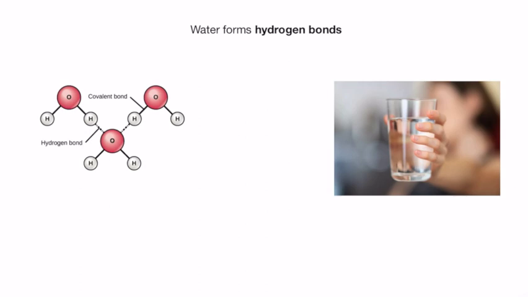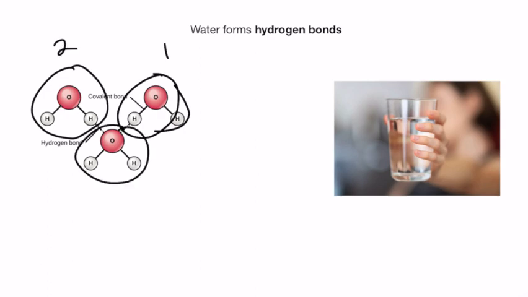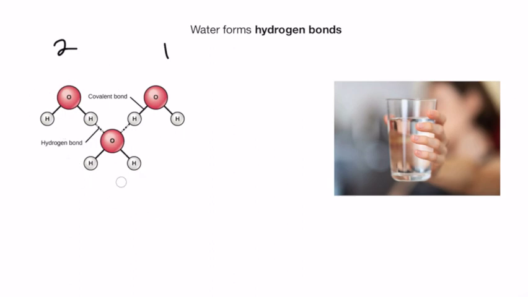Because water is a polar molecule, it forms hydrogen bonds with other water molecules. So here we're looking at one water molecule, hydrogen included, second water molecule, and third water molecule. Now all these water molecules are attracted to each other through hydrogen bonds. So one water molecule will form a hydrogen bond with the other water molecule, and a hydrogen bond simply means that this positively charged hydrogen is attracted to this negatively charged oxygen.